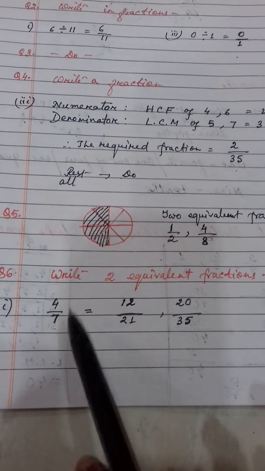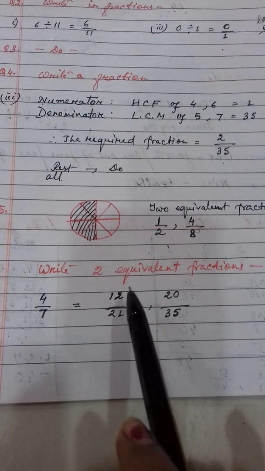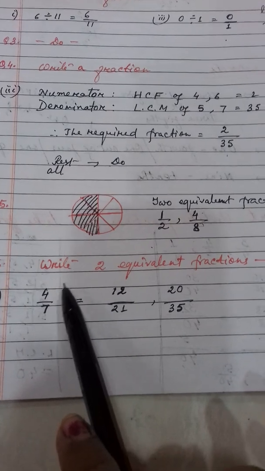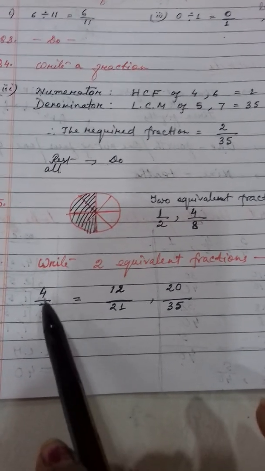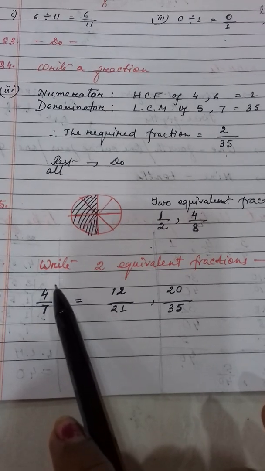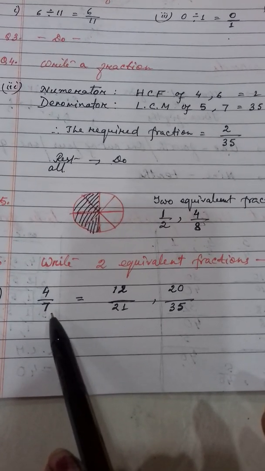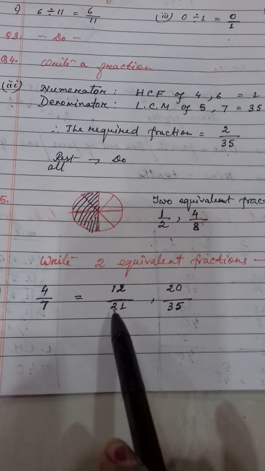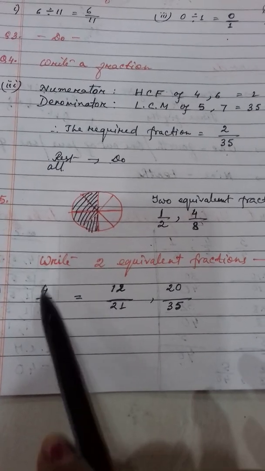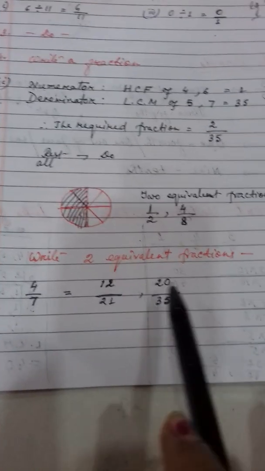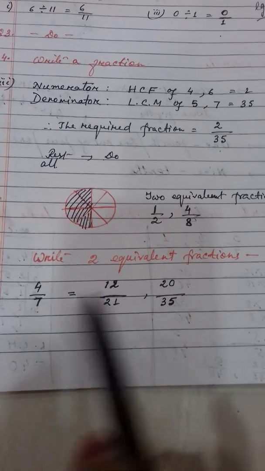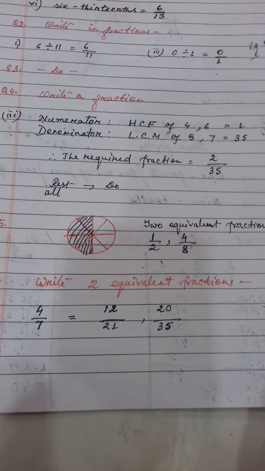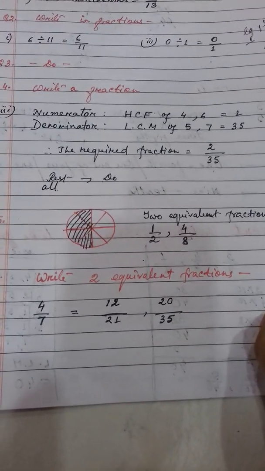Clear? Now in the same way you can write, suppose here I have written 12 by 21. That means I have multiplied 4 by 3, 7 by 3. That means by whichever number you multiply the numerator, with the same number you multiply the denominator. Clear? Then only it will be the equivalent fraction, otherwise it will not. Same number you have to multiply for both numerator and denominator. Same here I have considered 5. 4 fives are 20, 7 fives are 35. In this way you can write any equivalent fraction of the given fraction.